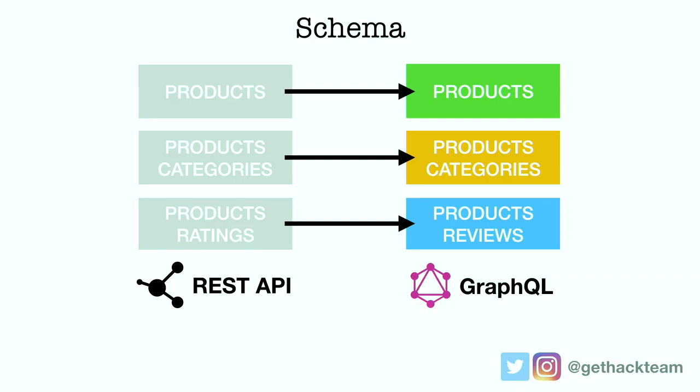As you can see on the left, we will have our API endpoints over there, which are products, the categories and the ratings. And when you construct your schema, you'll probably take this over. So products is going to be one type, your category is going to be a different type, and maybe the reviews will be a different type as well.